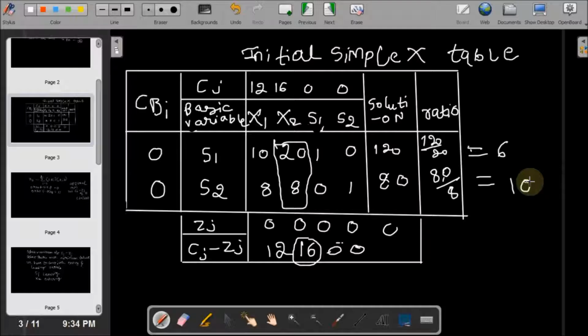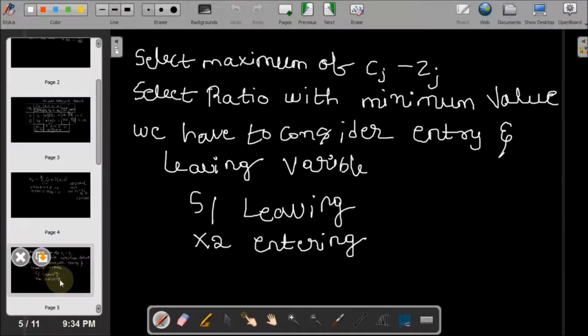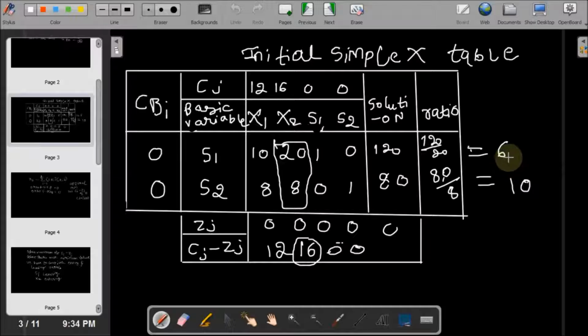So I found the key column, and now I found the key row. To find the key row, you have to find the ratio with the minimum value. Here, which is the ratio with the minimum value? 6. This is the minimum value. So this is my key row.